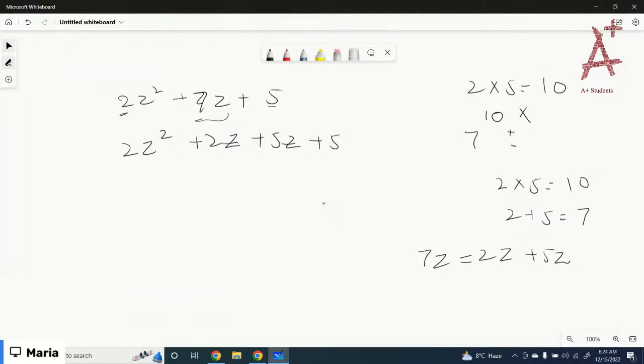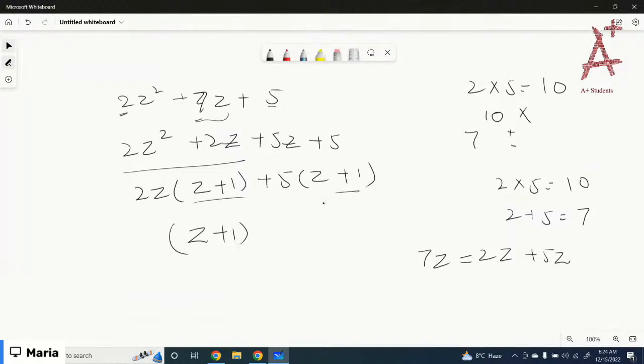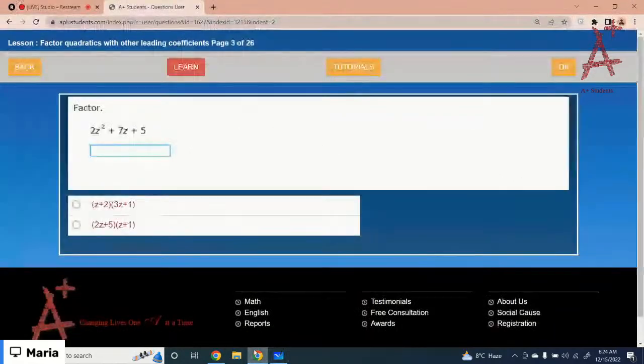Got it? You can take common 2z and you are left with z plus 1. Here you can take common 5 and you are left with z plus 1. So the common factor is z plus 1 and you are left with 2z plus 5. It would be z plus 1 and 2z plus 5. Got it, everyone? So the correct option is the second one, 2z plus 5 and z plus 1.